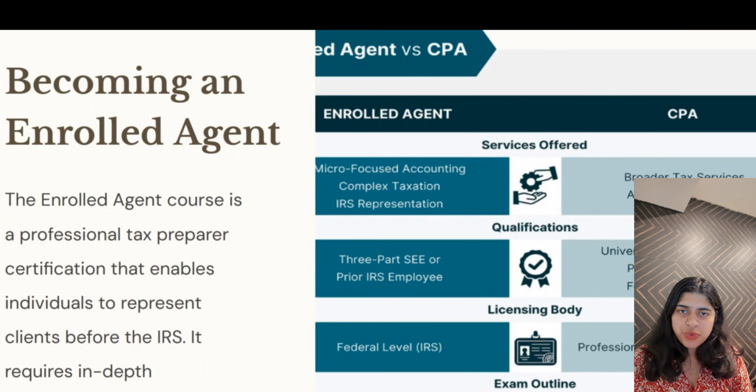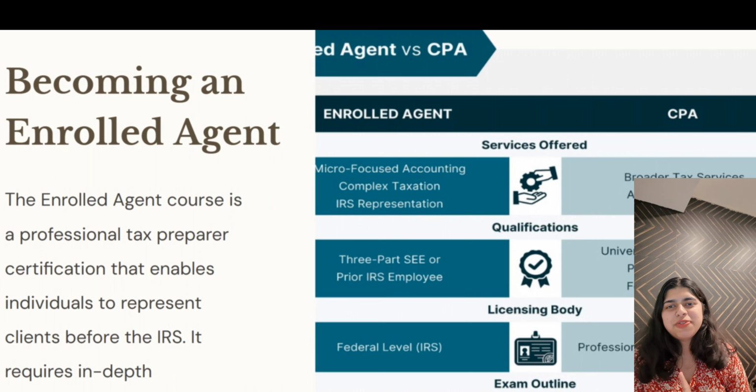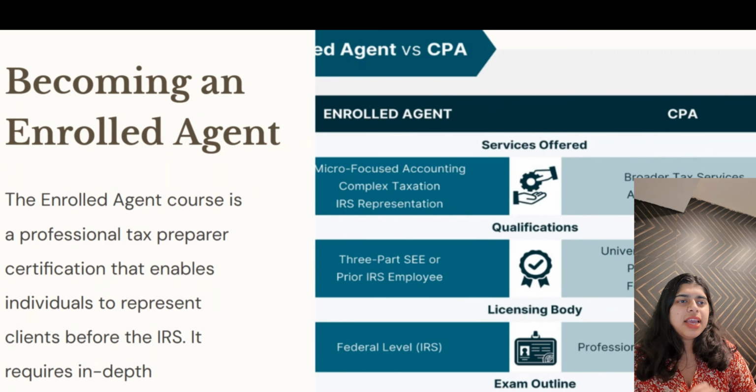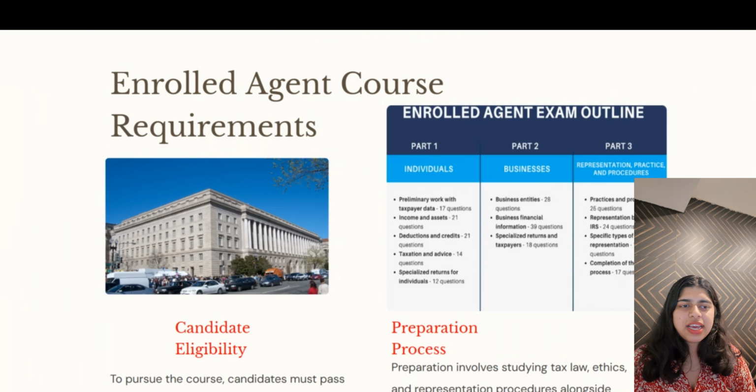Looking at the exam pattern of EA and CPA, EA is just three papers. The first one is individual taxes. The second is business taxes, which includes C corp and S corp, and specialized returns also. The third paper is ethics. But for the CPA, the story is different. Before December 2023 there were four papers, and after December 2023 there are three mandatory papers and one elective. Moving to the examination side, as I have told, there is only a background check, and the preparation process is easy compared to the CPA. EA preparation is comparatively very easy.